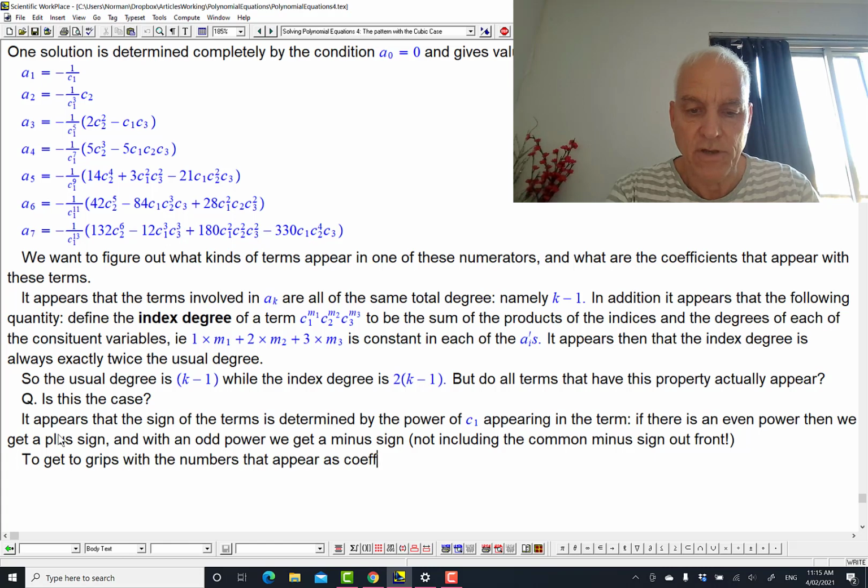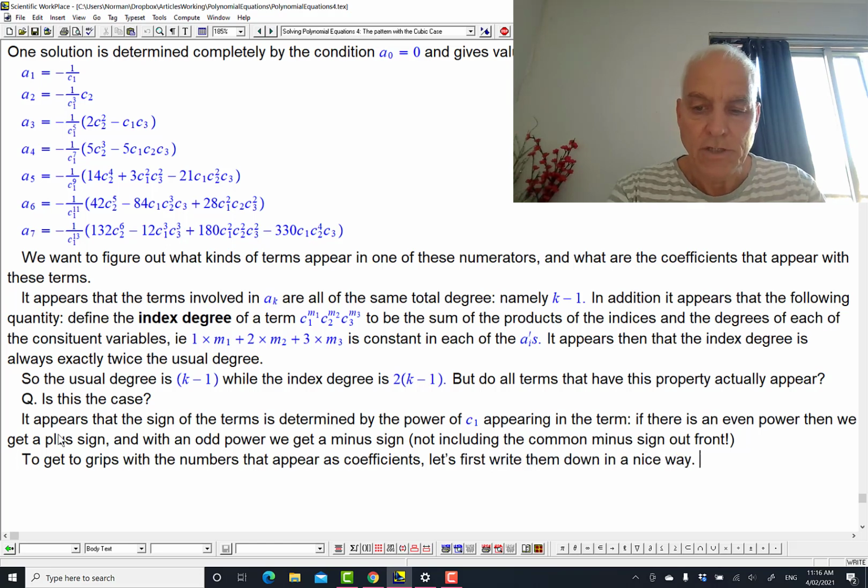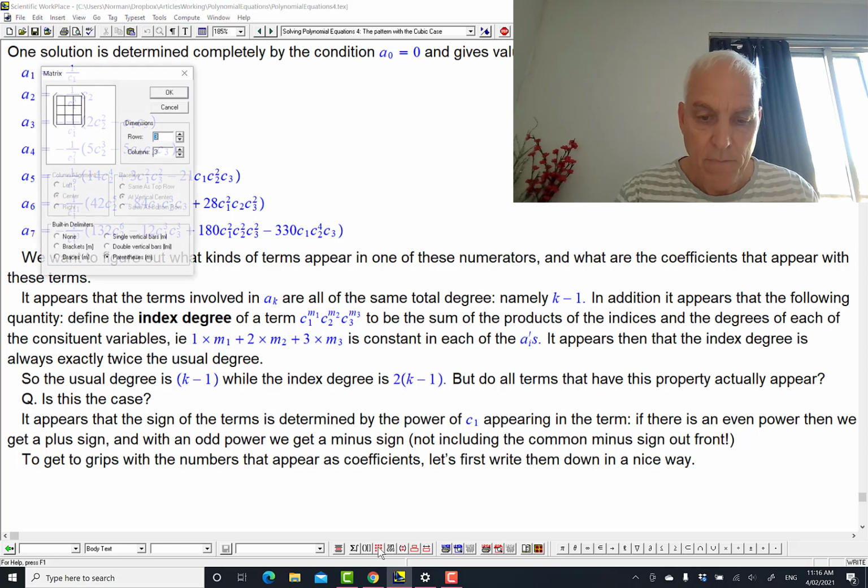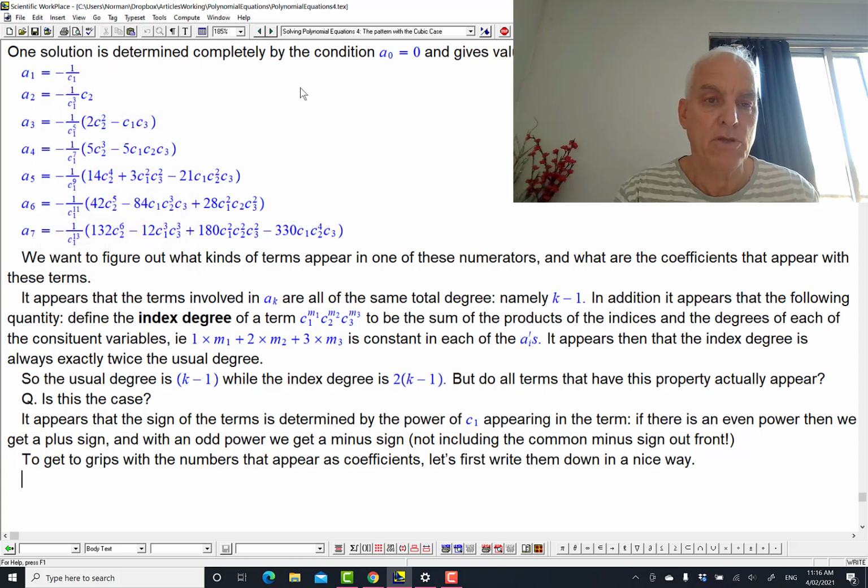So to get to grips with the numbers that appear as coefficients, let's first just write them down in a nice way. So there's a kind of array of numbers here. It's kind of triangular, right? But these coefficients are getting a little bigger as we go down. So we're going to use a matrix to do that. Now, one way of doing a matrix is to use this symbol right here. You see this symbol here? If I pop that up there, then I get a possibility of creating a matrix of a certain dimension, and that's quite useful. But I'm going to do it in another way.